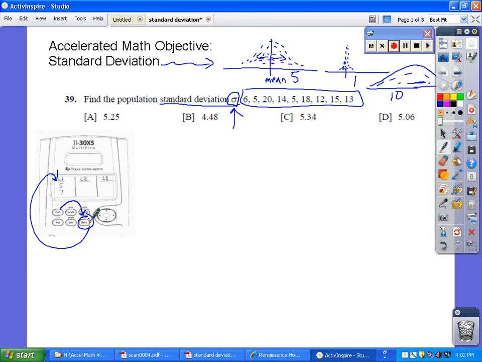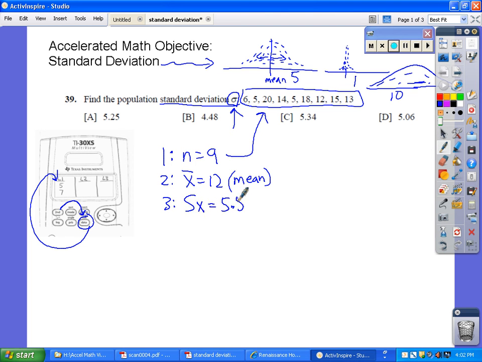Normally it's going to be L1. The frequency, FRQ, is going to be 1, and then I'm going to calculate, and it's going to give me quite a few values. Number 1 shows up. Mine says n is equal to 9. That's just how many data values there are. Number 2 says x bar equals 12. Well, that's the mean. For this particular thing, I didn't need that. Number 3 says a large S and then a little x, and it has 5.567764, and so on.